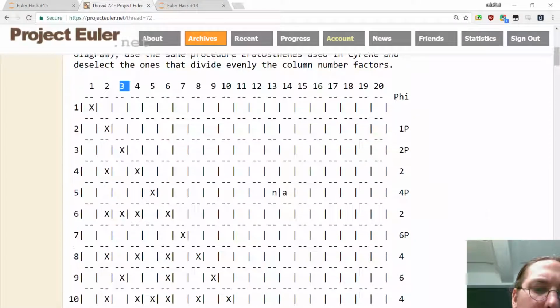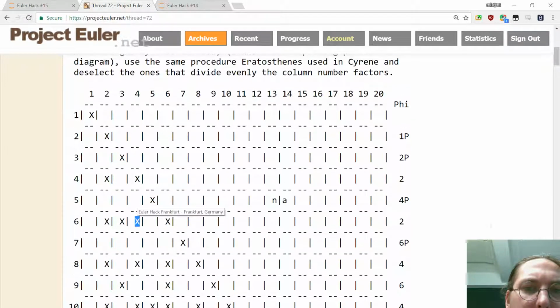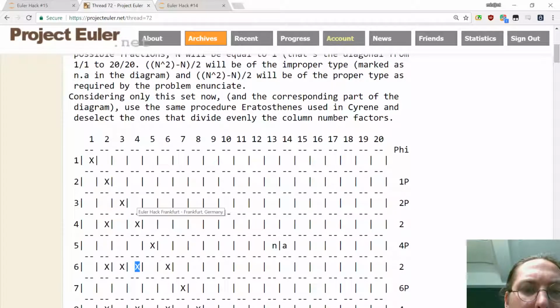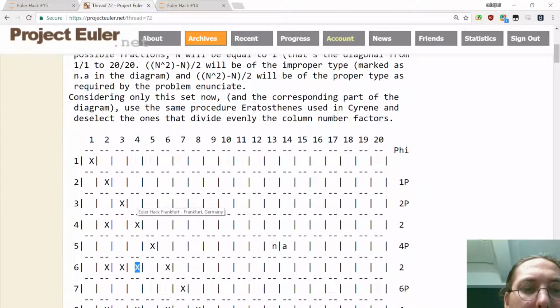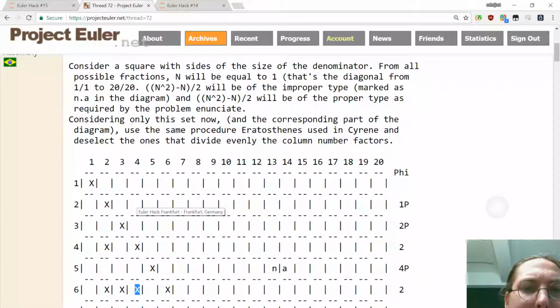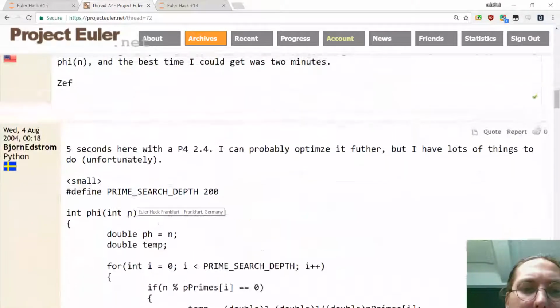That reminds me of the sieve. But here he also deselects this. For what reason? Yeah, that was not allowed. And if you find another solution that explains it better, because this is unbelievable.